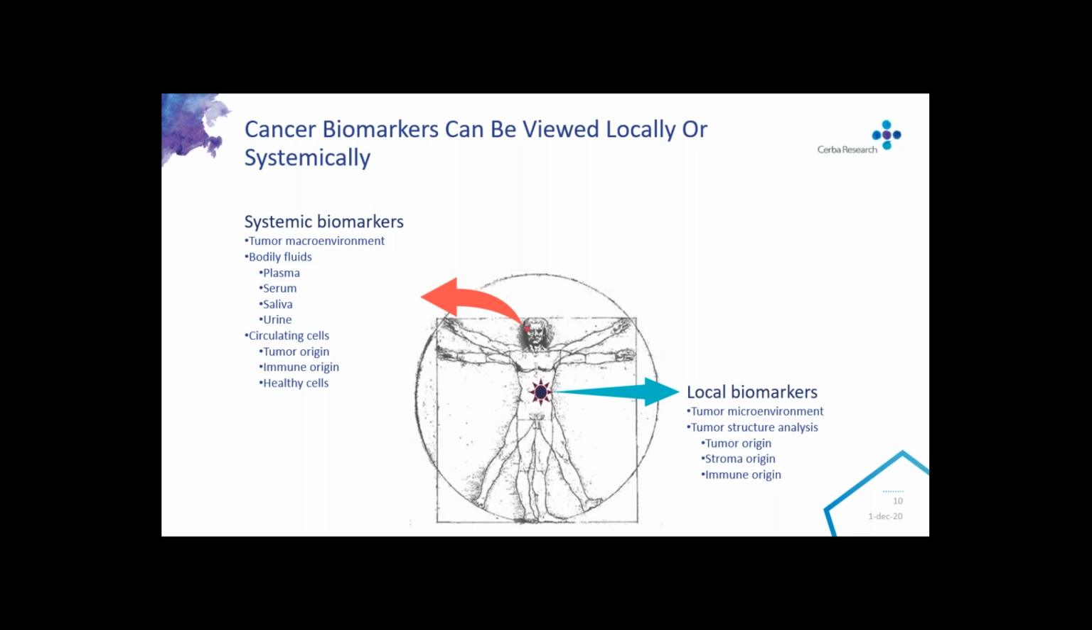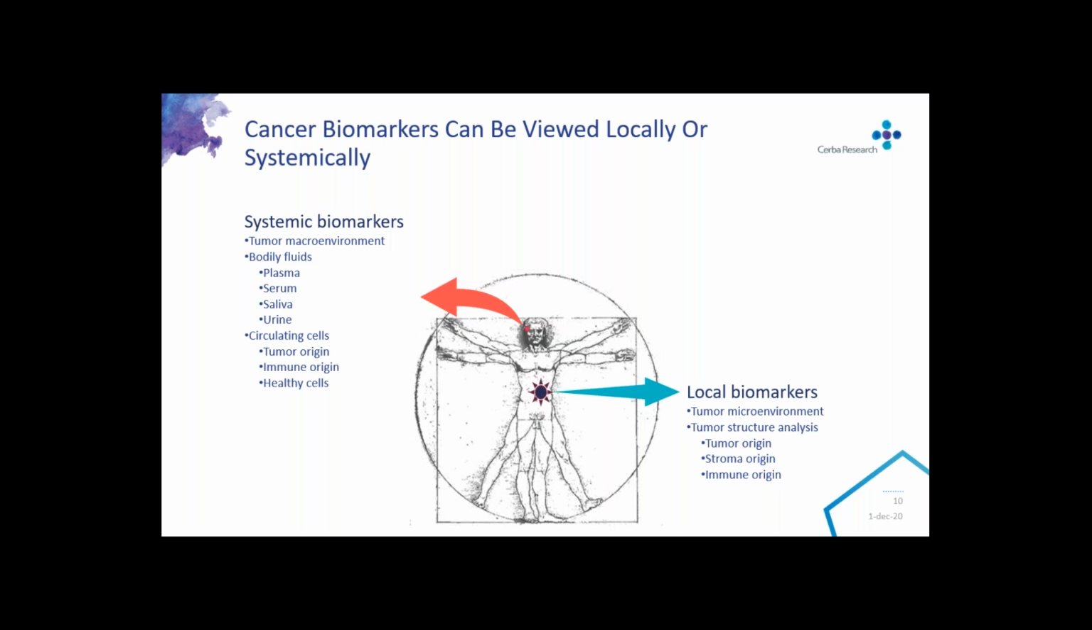Local biomarkers are quite different. They look directly at the tumor microenvironment. Those are especially relevant for solid tumors. They can give us information on the tumor structure. They give us information on the tumor origin. One can look at metastasis and see where the original tumor was coming from.